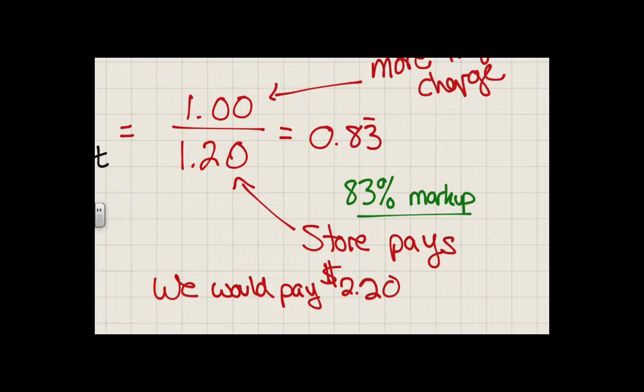So Meijer buys the cheese from the dairy provider. They mark it up 83%. They put it on their shelf. You pay $2.20. Meijer pockets $1. If you have a lot of cheese, yeah. So if you go to the store and you see 700 blocks of cheese, well, there's $700 of potential profit. If 1 million people buy 1 block of cheese, yeah, it's $1 million. Absolutely.